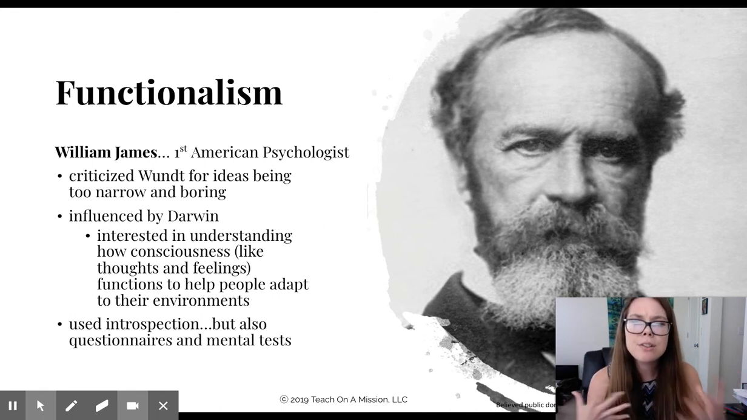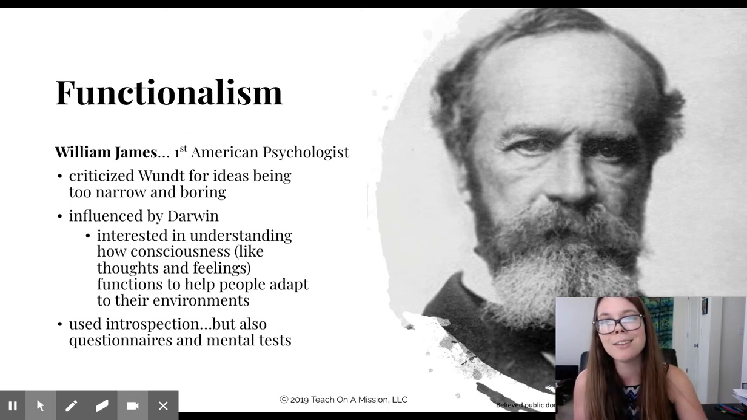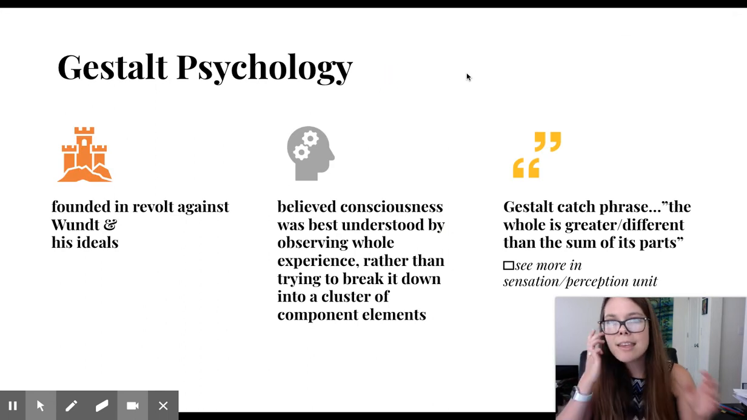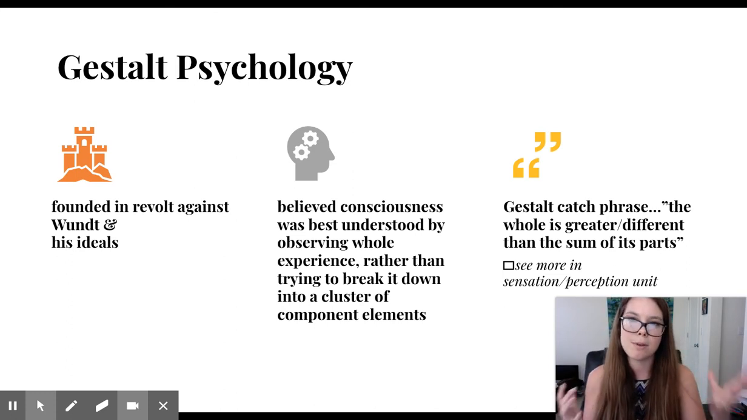And so he used introspection, but he also used questionnaires and mental tests. So they were still trying to figure out how we measure and study the mind and the body. Structuralism and functionalism were the first attempts. All right. And then we have Gestalt psychology. So after structuralism and functionalism, Gestalt came about.